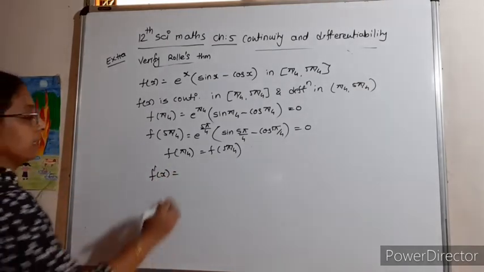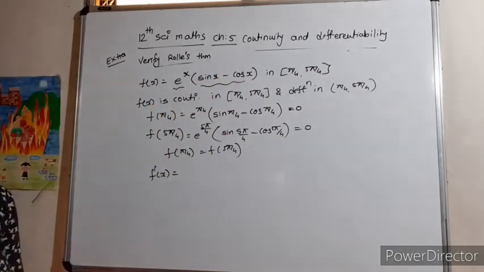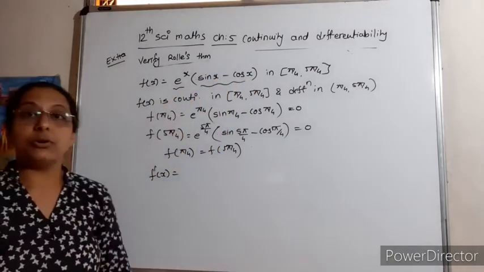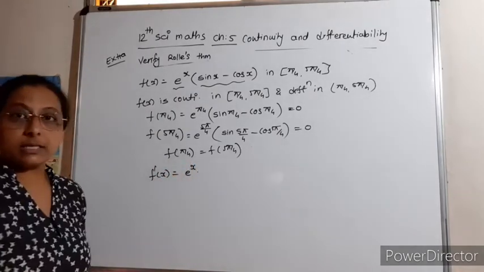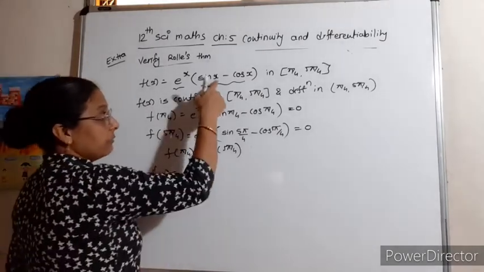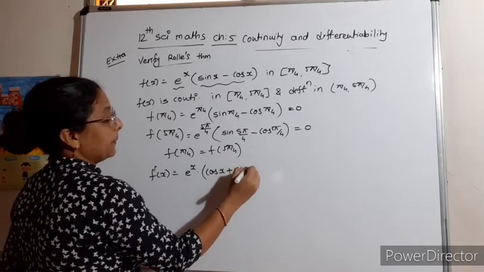F dash x: here two functions are there, so you have to use the multiplication rule. What is it? E raised to x constant. Derivative of this bracket is cos x plus sin x.